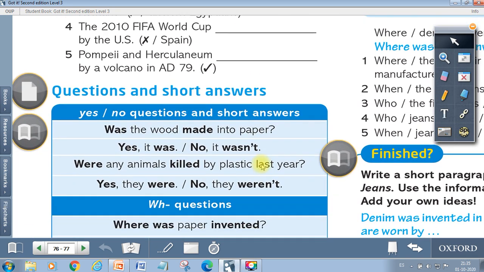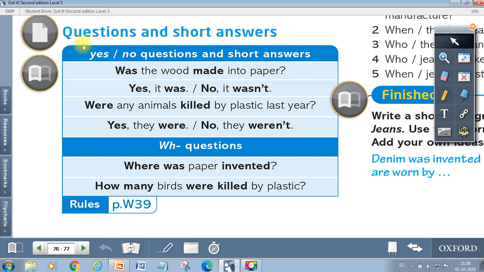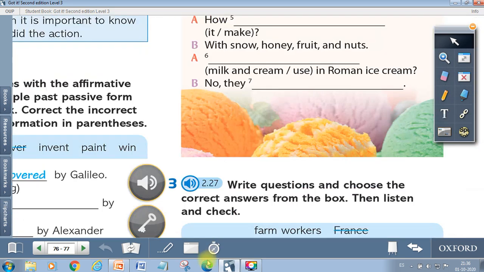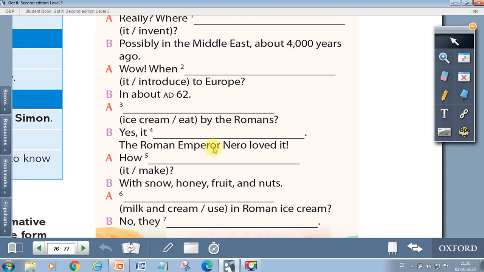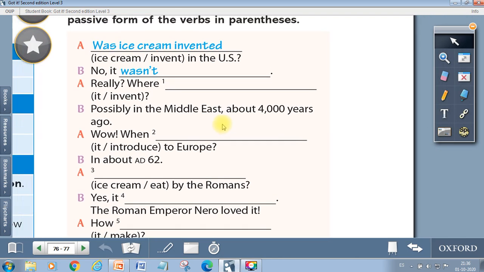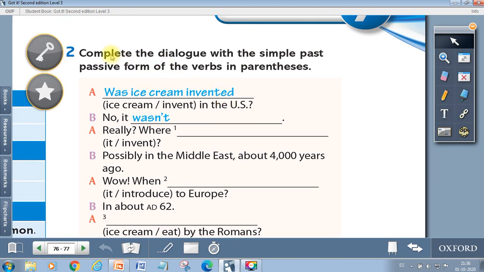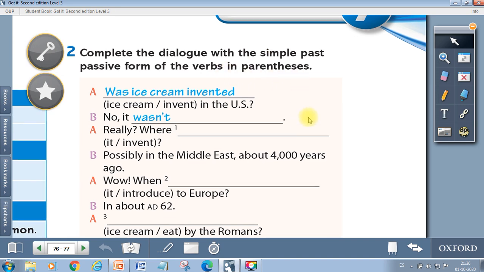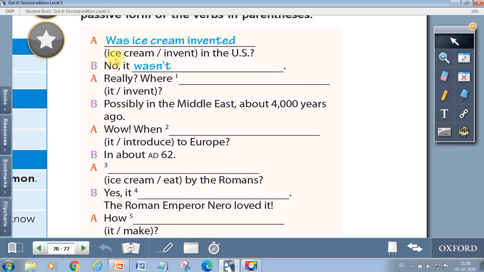Now, to continue with this, we have the questions. How do we make questions? Okay, we have here the 2 forms, yes/no questions and WH questions. And here, in this class, we are going to complete this conversation. In this case, if you take a look at the instruction, it says, complete the dialogue with the simple past passive form of the verbs in parentheses. Now, you take a look at this one, and you have to create questions and then possible answers.